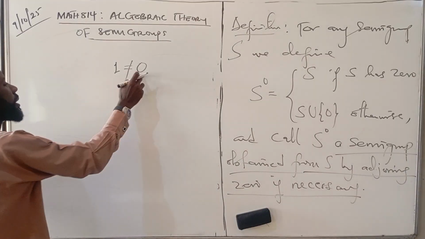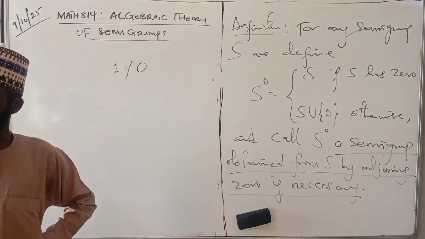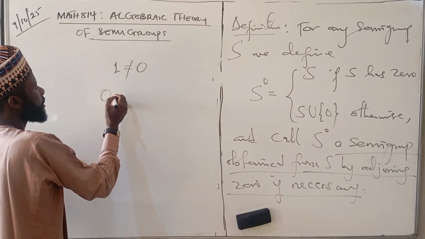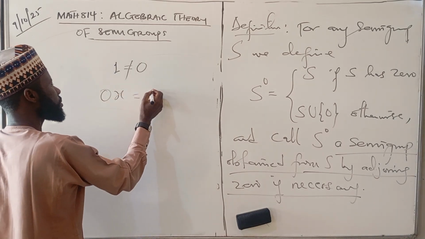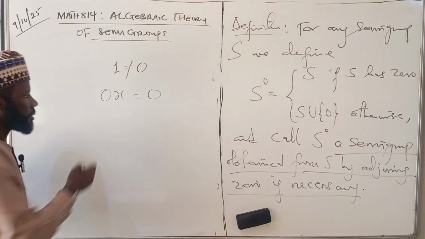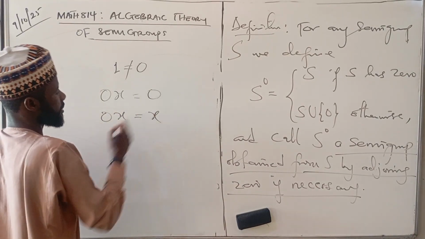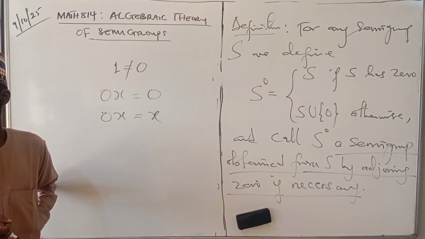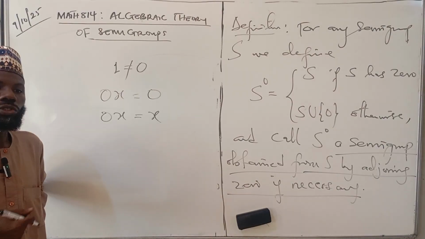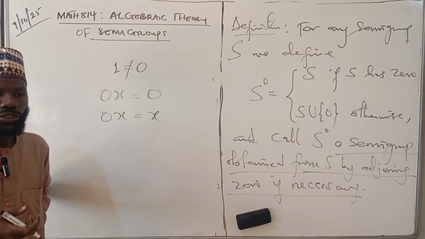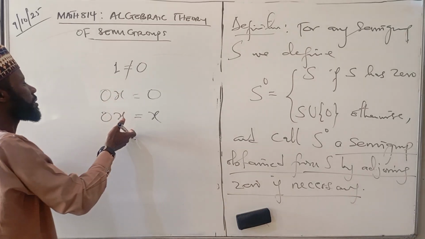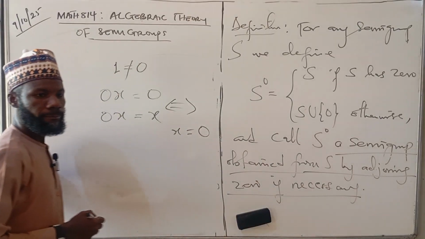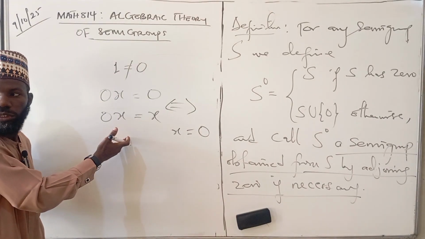Because if the 0 is to be also the identity, then it must satisfy these equations. 0x must be equal to 0 because it is the 0 element. And 0x must be equal to x because it is the identity element. I hope it's okay. But it's not possible for these two equations to hold simultaneously, because whenever this happens, you must have x equal to 0.